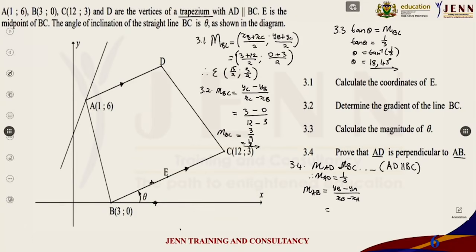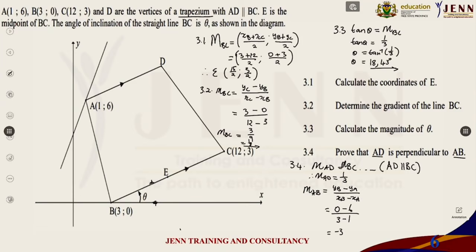What is the y coordinate of B? That will be 0 minus the y coordinate of A, which is +6, divided by the x coordinate of B, which is 3, minus the x coordinate of A, that will be 1. Then I get 0 minus 6, that will be -6, divided by 3 minus 1, that will be 2. -6 divided by +2 gives me -3.